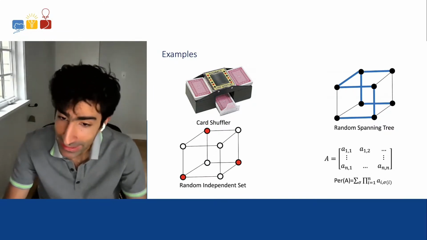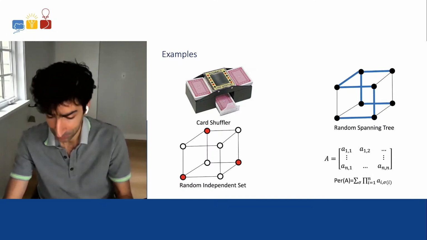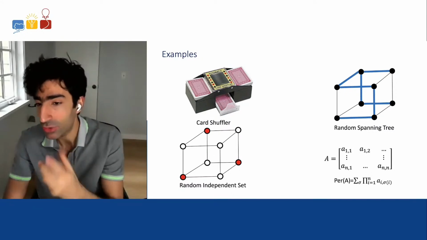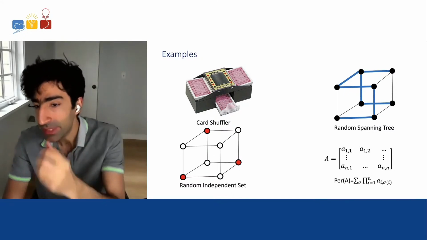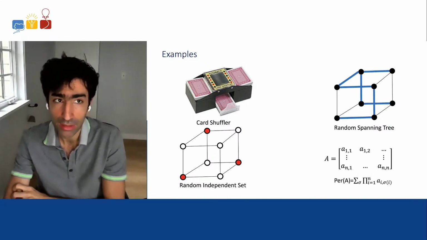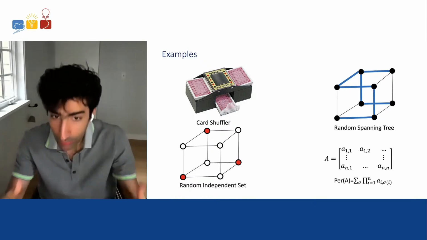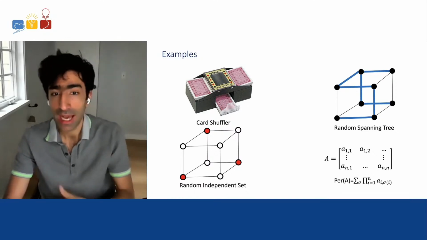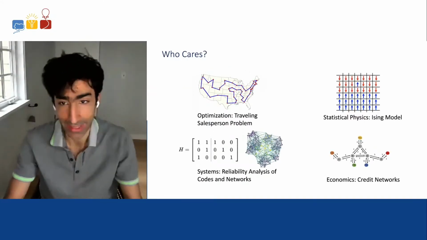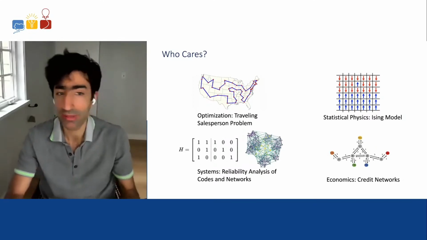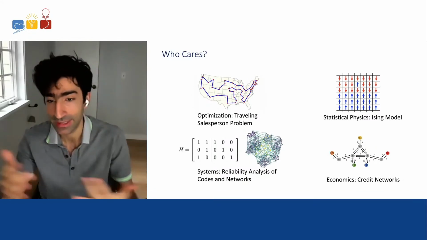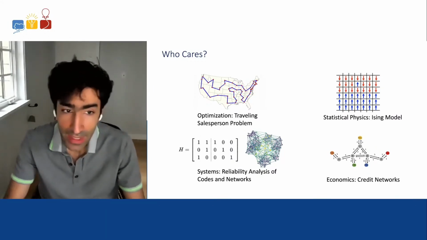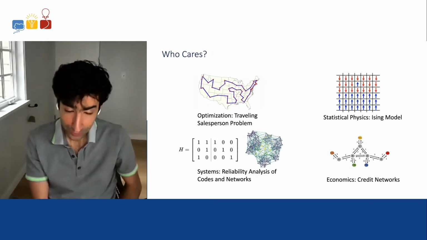If you don't know what the permanent is, it is the sum over all permutations. It's similar to the determinant, if you're familiar with it, except that you drop the sign. These are some examples of the types of quantities you want to sample or estimate. These objects and several related ones have a lot of applications all over science. I will not dig into the applications, but there are applications in optimization, statistical physics, systems, quantum, economics, etc. Okay, so let me not tell you about that.